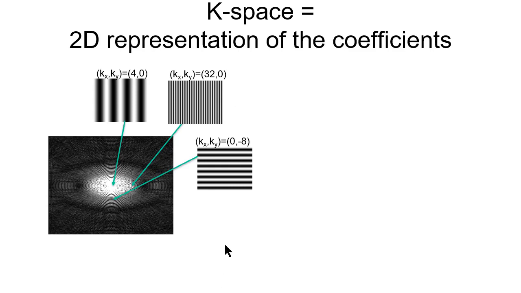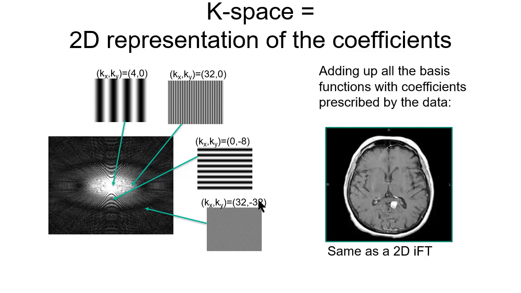There are also functions that have oscillations along Y and not X, like this one. And other functions, I hope that shows up a little bit better on the big screen, but some of them have oscillations in both directions. So like this ingredient function, basis function, has 32 oscillations in every row and 32 oscillations in every column. So if we take this recipe here, essentially, and add up all of these functions with the prescribed coefficients, we're going to get back our image. So that is the same as the inverse Fourier transform.